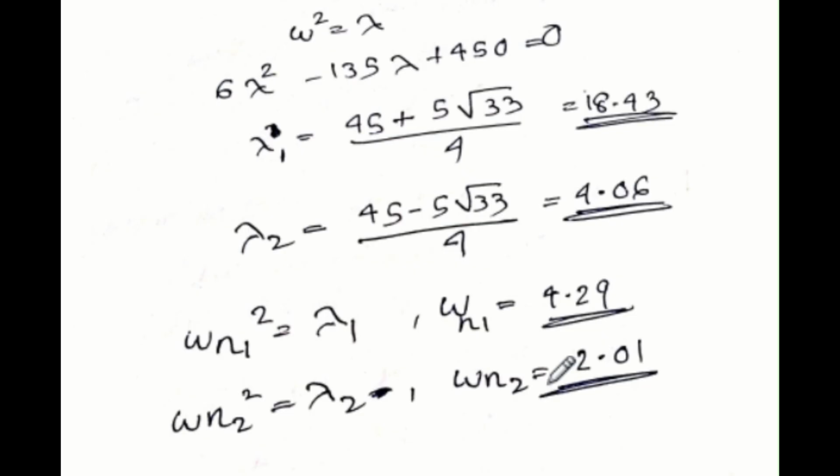So we have got the frequencies, and we've already got the amplitude ratio. That's what the question asks, the amplitude ratio. And now we have the frequencies of both the bodies. This is how to solve this problem.